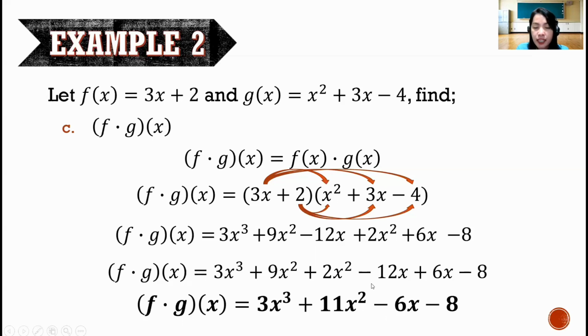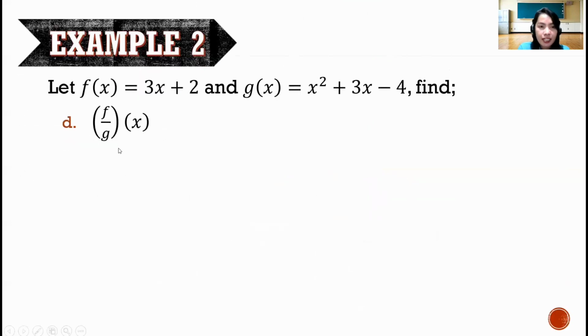So, in this case, i-add mo lang yung numerical coefficients and then you're going to copy the variable and the exponent. Negative 12x plus 6x, since na different sign, so you're going to subtract the numbers 12 and 6. Ang sign naman nitong 6x ay negative since na yung sign ng may mataas na number is negative. That is 12. Copy the constant negative 8. Final answer, f times g of x, that is equal to 3x cubed plus 11x squared minus 6x minus 8.